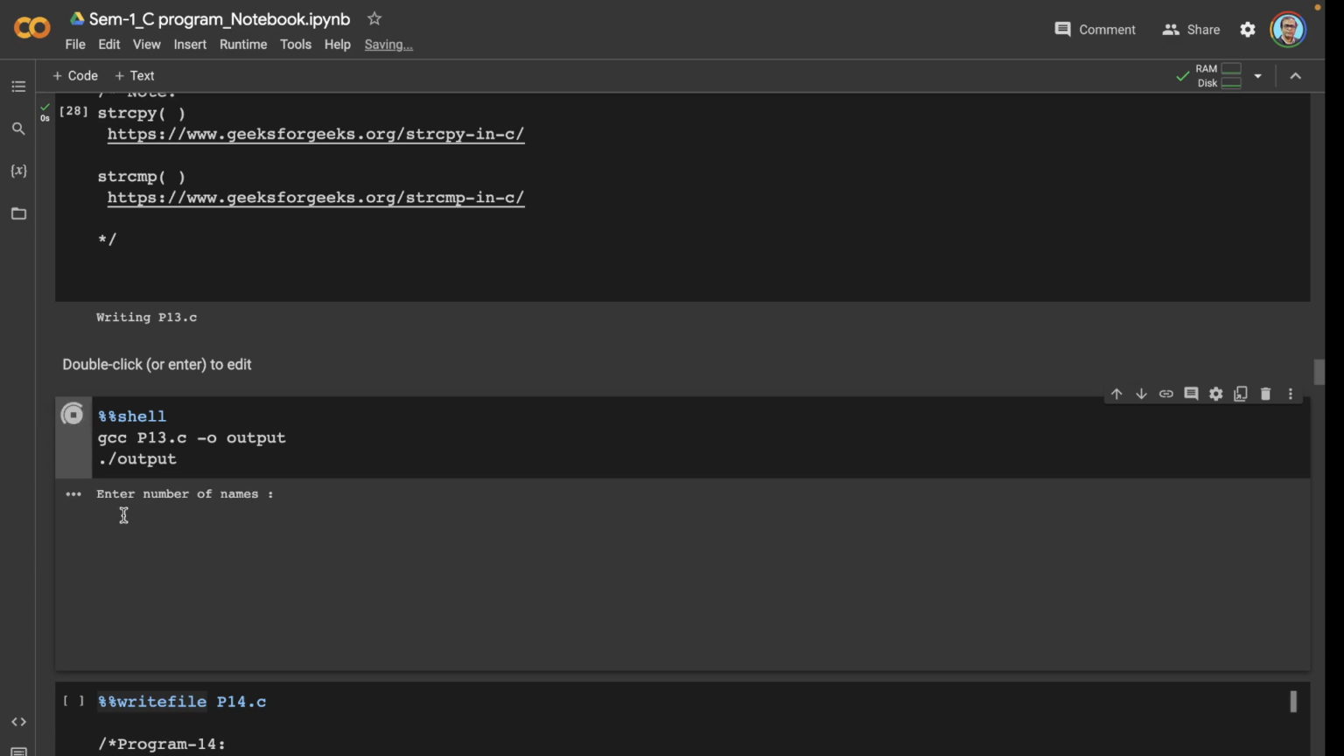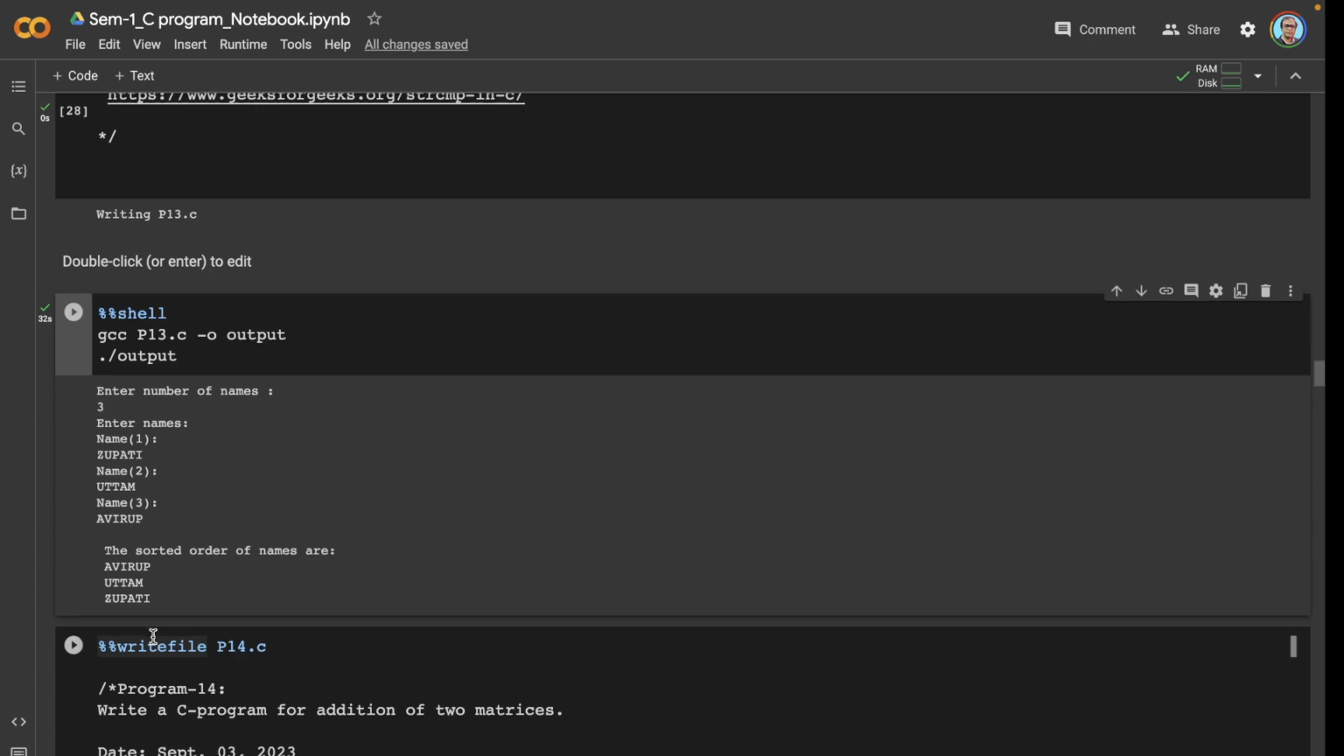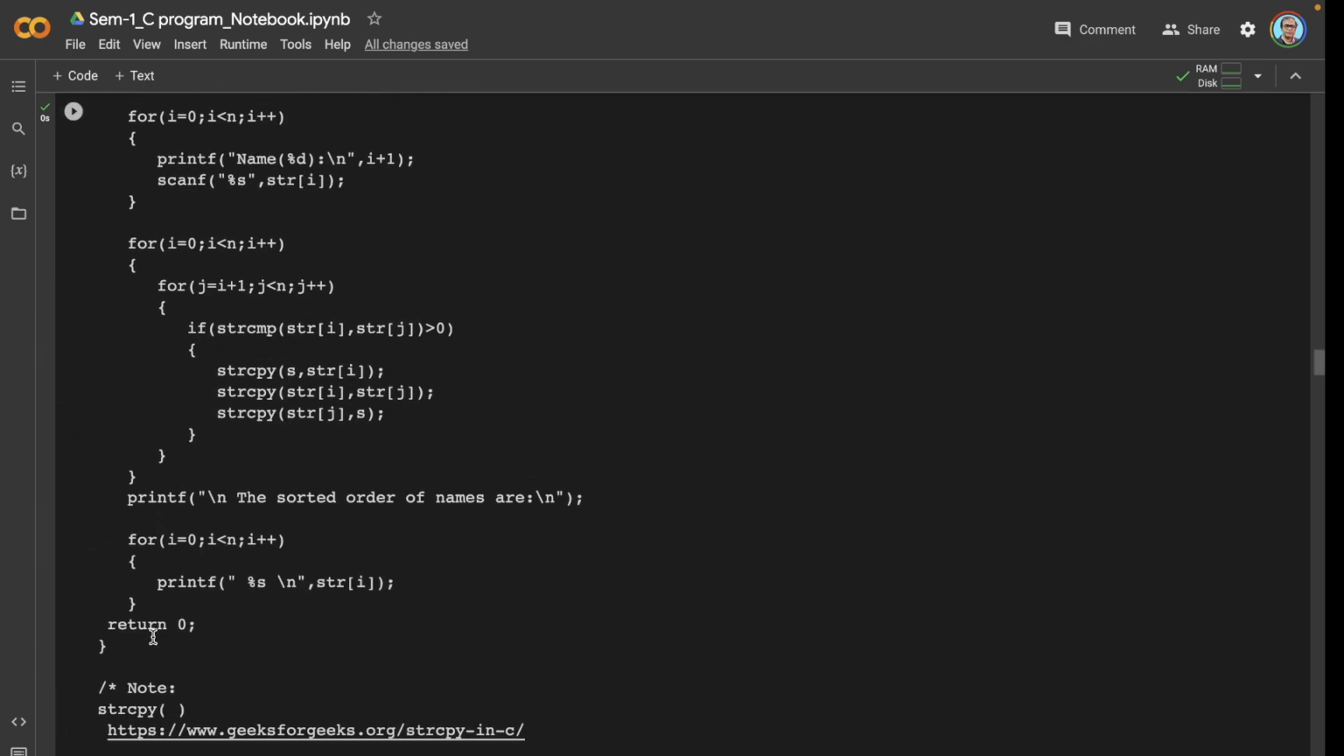Suppose we enter three names: first name Jupoti, second name Uttam, third name Ovirup. In sorted order: first Ovirup, Uttam and Jupoti, because O comes first, then U, and last is Jupoti. So this is the sorted order.